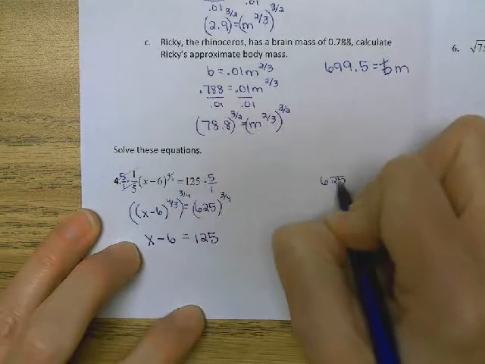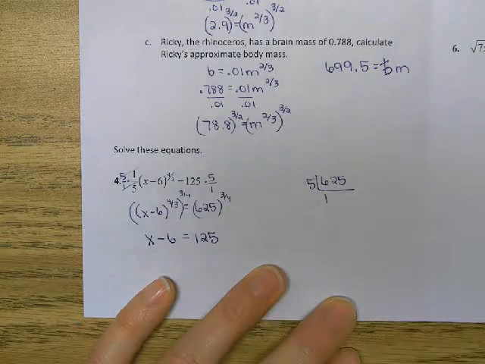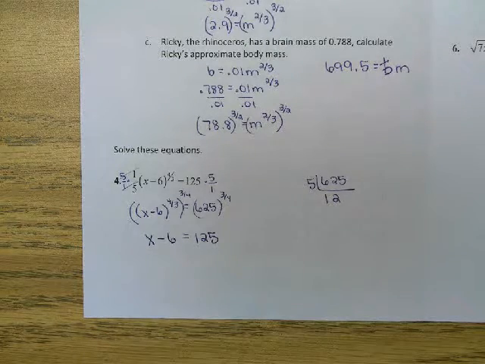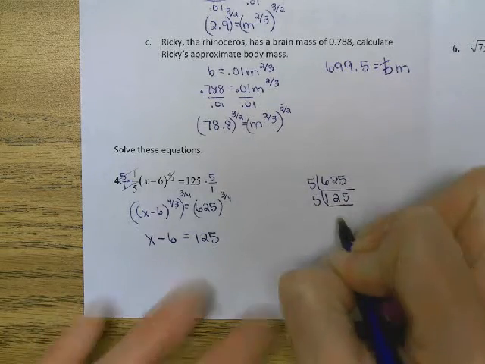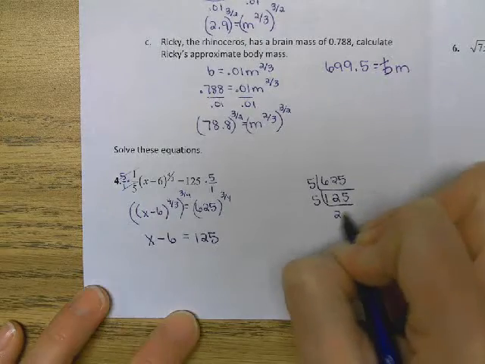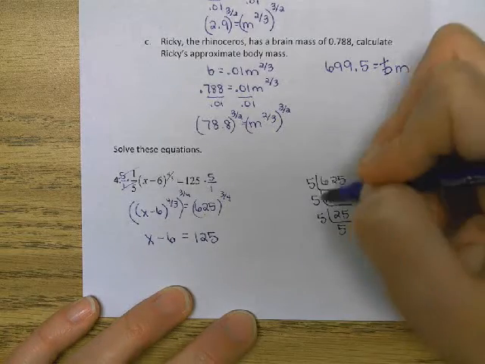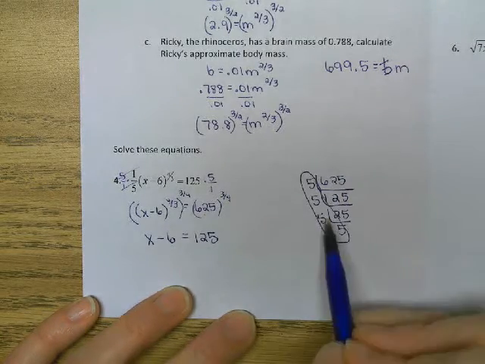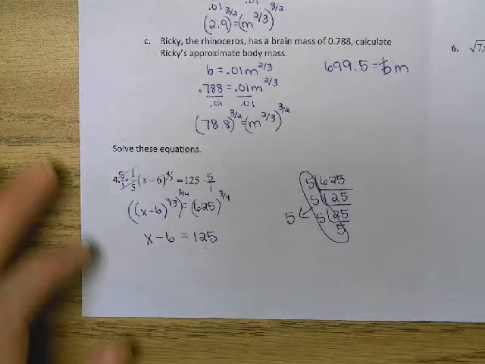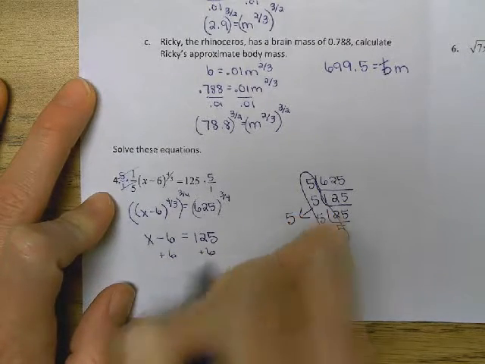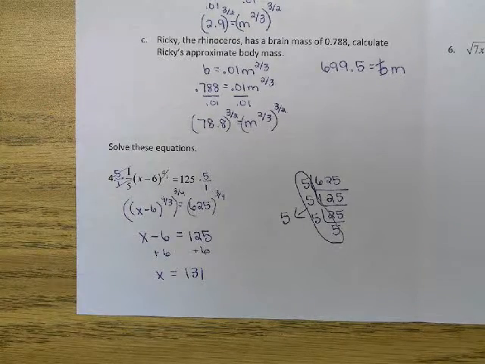So if I came over here, I'd say 625 divided by 5 is 125. Divide that by 5 is going to give me 25. Divide by 5 gives me 5. So if I'm looking at the 4th root of 625, I need 4 of them. So that brings out a 5. And then that 5 is still cubed, which is what gives me the 125. Then from here, I'm going to add 6. So x is equal to 131. Okay?